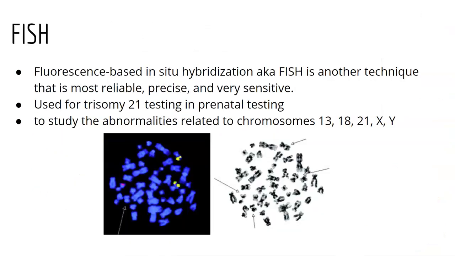All right, the second technique that is used in fluorescence is amazing and is typically called FISH. That stands for fluorescent in situ hybridization, aka FISH. And it's another technique that is very reliable, precise, and sensitive. It is typically used for DNA testing. It's used for trisomy 21 testing and prenatal testing, when they take amniotic fluid from the mother and run it to see.